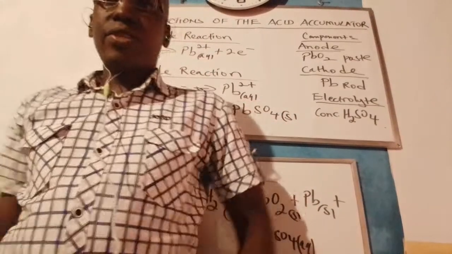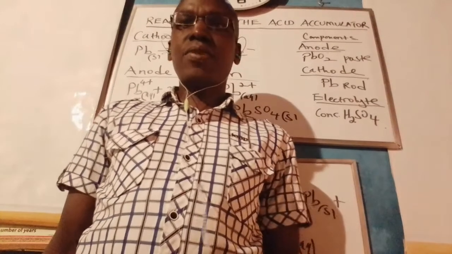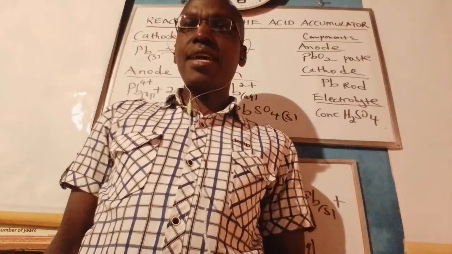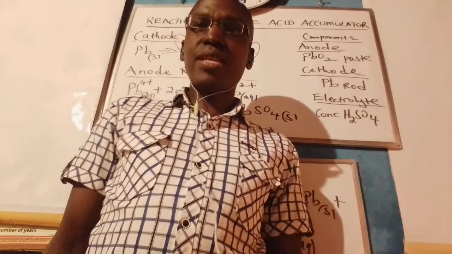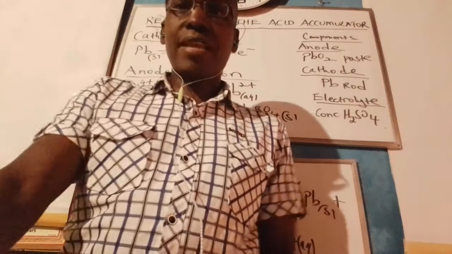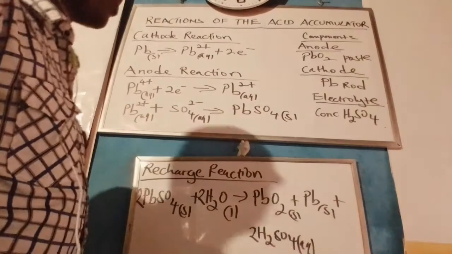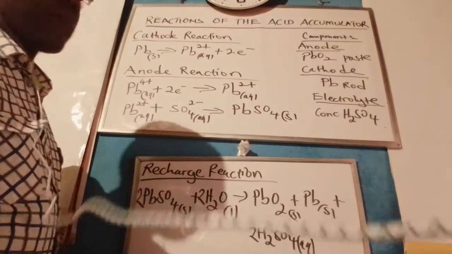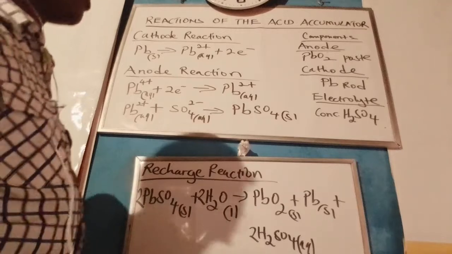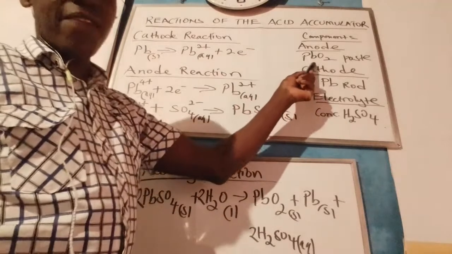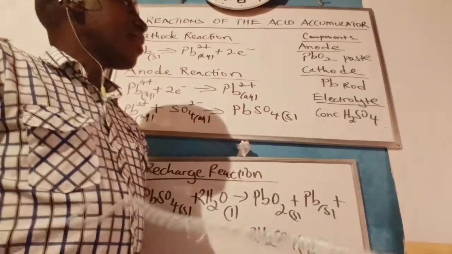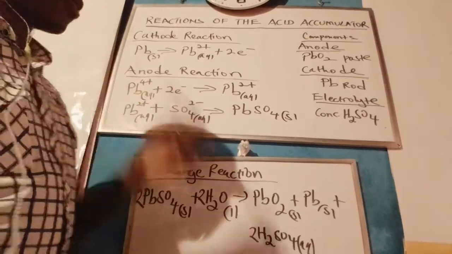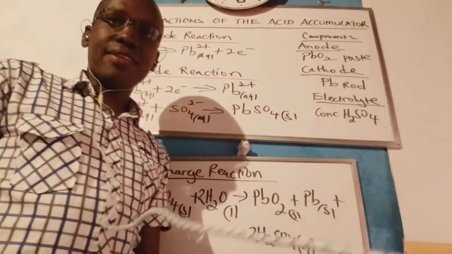Good morning. In this session, we are going to relate the chemical processes occurring in the lead acid accumulator. As previously described, the lead acid accumulator is a secondary rechargeable cell. Within the lead acid accumulator, we have three main components. The anode is mainly a paste of lead(IV) oxide. The cathode is a rod of lead, and the electrolyte is concentrated sulfuric(VI) acid.